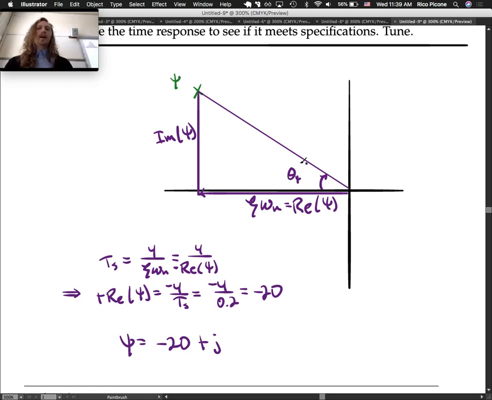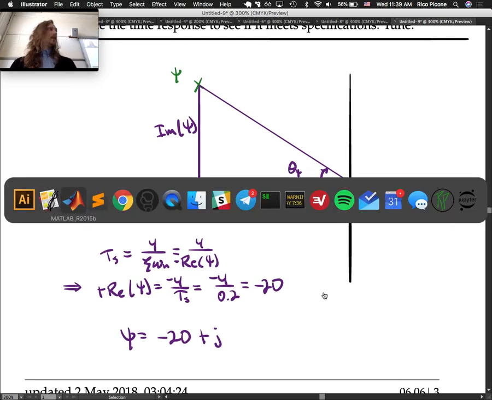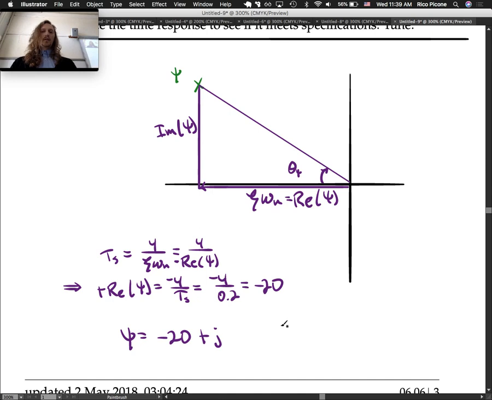So we can go back to our formulas. The 0.2 is the settling time of 0.2 seconds. Where did the 20 come from? I'm sorry, it's 4 divided by 0.2. Okay.